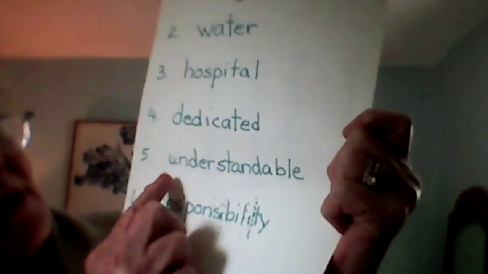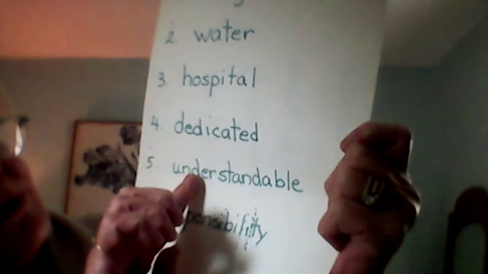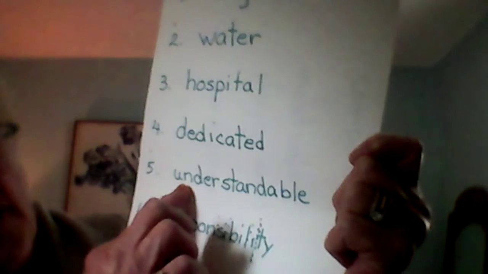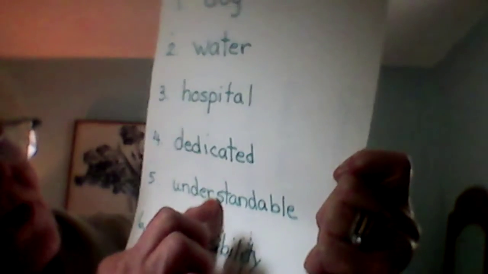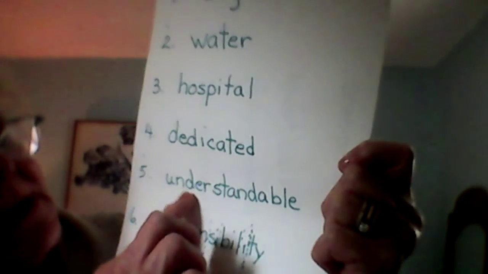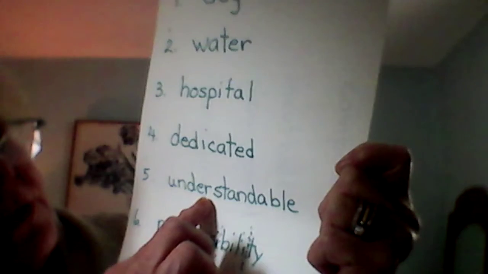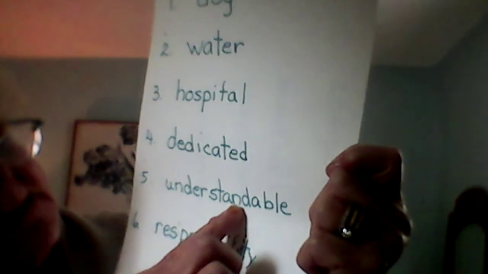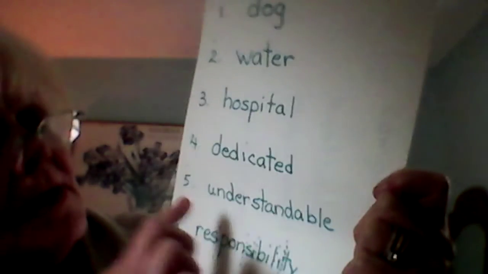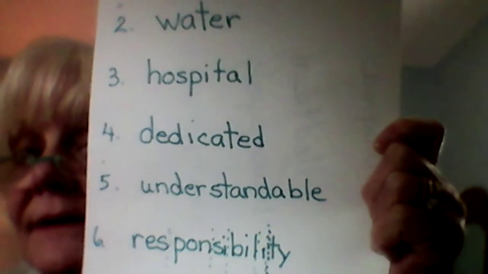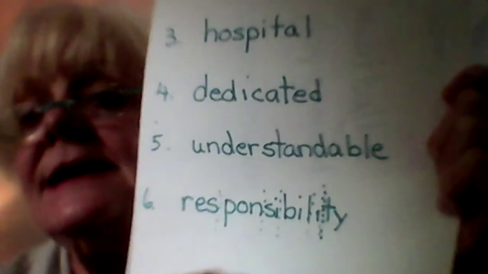All right. Let's see, we're going to break them up between here, so it's un, der, because we're going to break it between the R and the S, under, stand, bull, understandable. Understandable, you see?